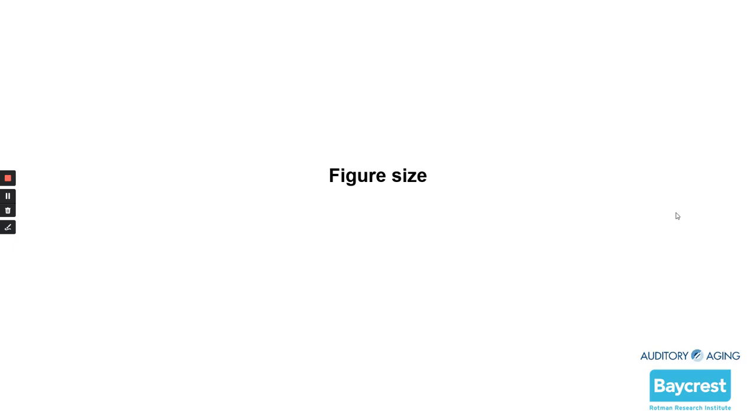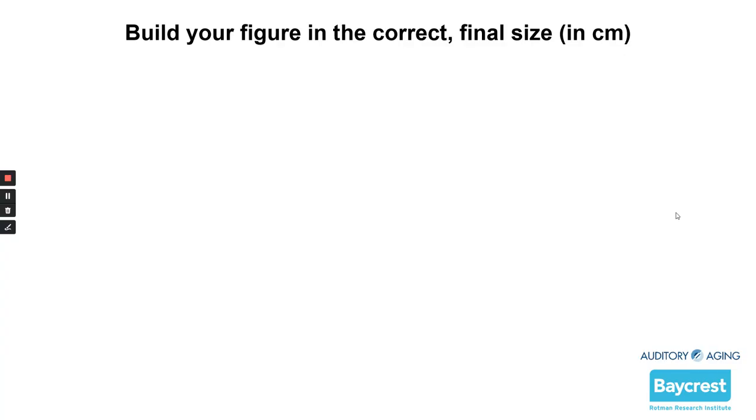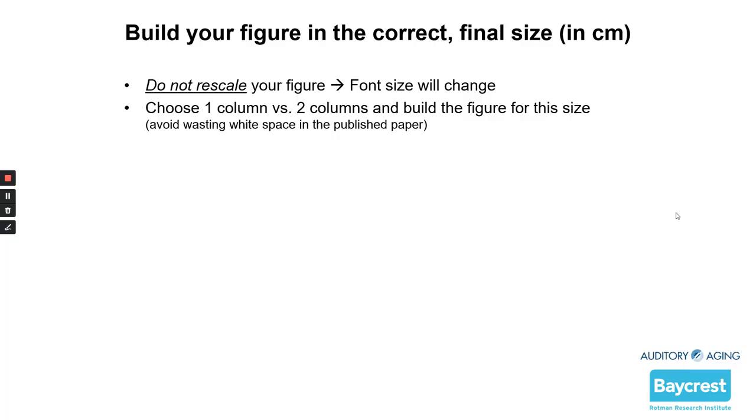The final point I would like to mention relates to the figure size. So you would want to choose the correct size of the figure upfront. So when you start in your vector graphics program, before you even get fully into it, because if you do not do that, you will likely need to rescale your figure later, or the journal will rescale the figure for you. And this will change your font size and can make your figure really unreadable. I would recommend choosing either a 1-column or 2-column figure, and then build your figure exactly for this size. So you want to choose that up front.